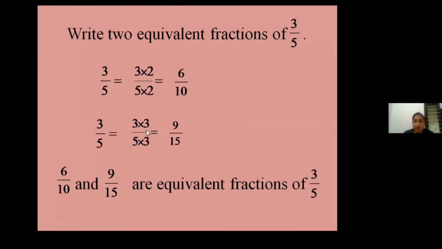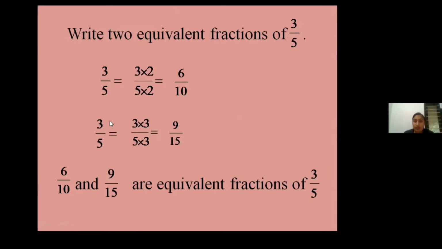So 3 by 5 is the given fraction. We have to multiply both the numerator and denominator with 2. That is 3 into 2 by 5 into 2. 3 into 2 is 6, 5 into 2 is 10. So the answer is 6 by 10.